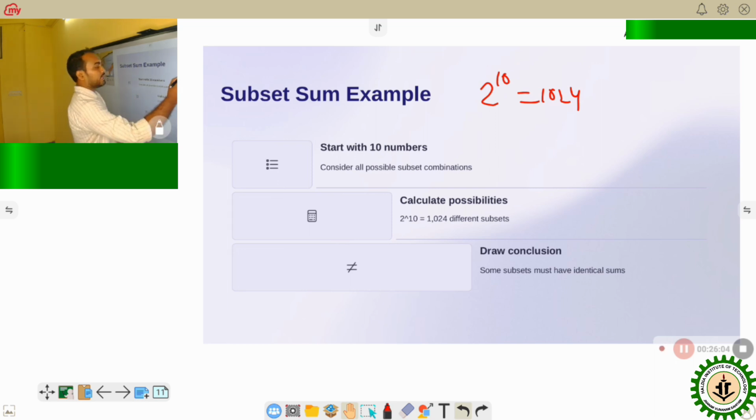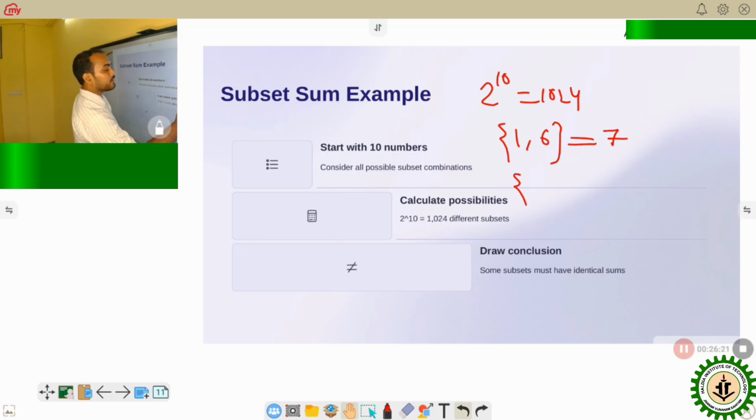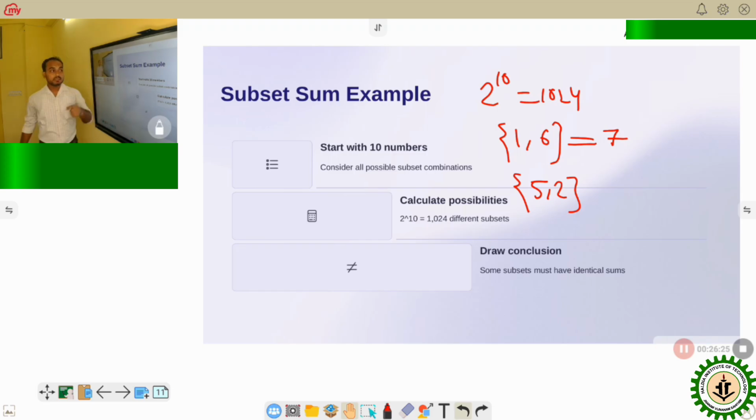Suppose we have a subset like this, 1 and 6. It is one of the 1024 subsets, and the sum of its elements is 7. Similarly, we may have another subset like 5 comma 2, that is also one of these 1024, and the sum of its elements is also 7.